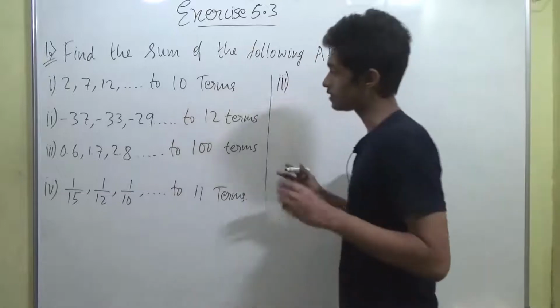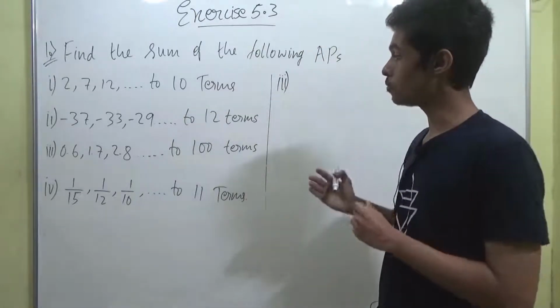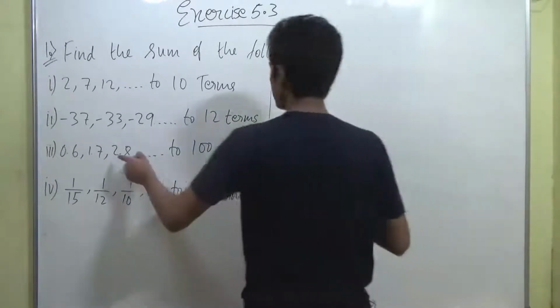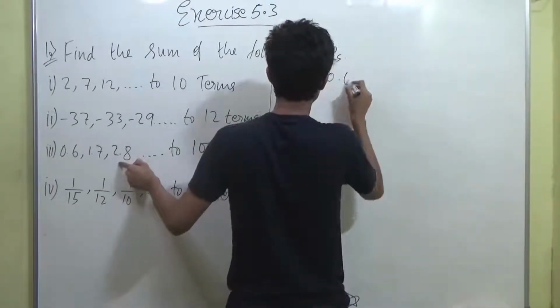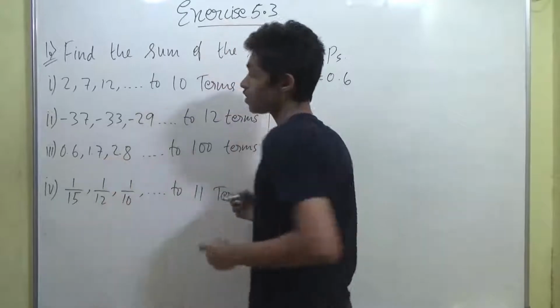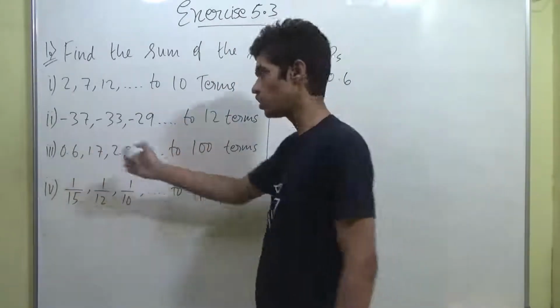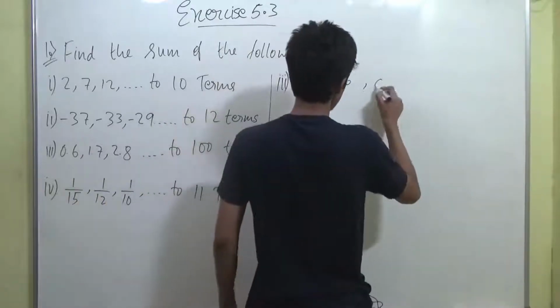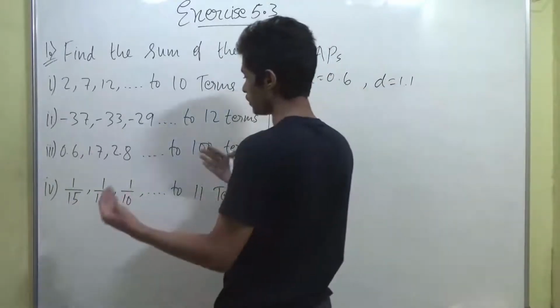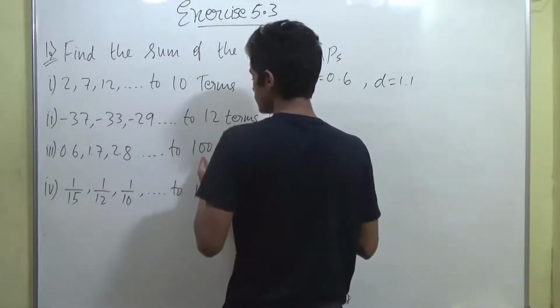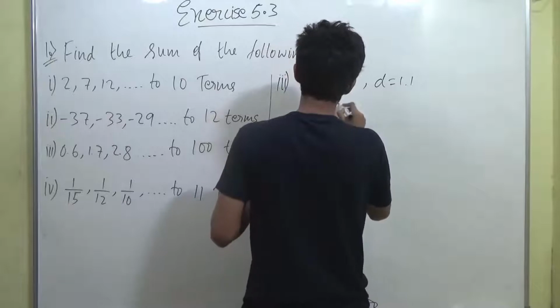Here the AP is like 0.6, 1.7, 2.8 and so on. Still 100 terms. Okay guys. So a is equal to 0.6, right? And the d, the common difference, is 1.1. If you do 1.7 minus 0.6, you are going to get 1.1. So d is equal to 1.1. That's the common difference between each two successive, consecutive terms, right? And here, 100 terms means n equal to 100.